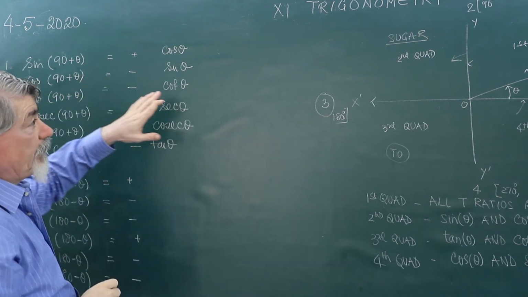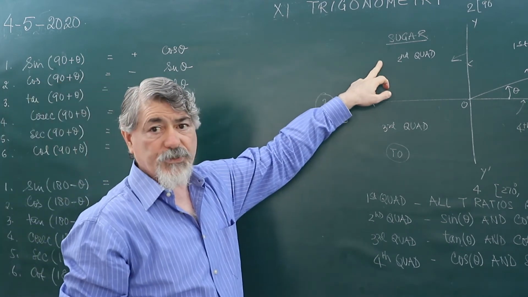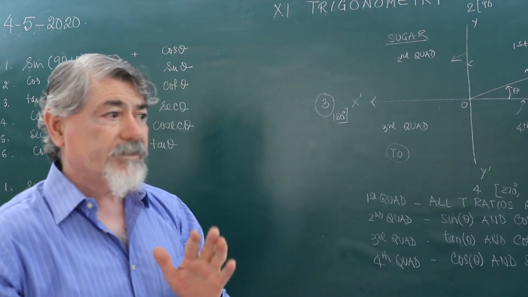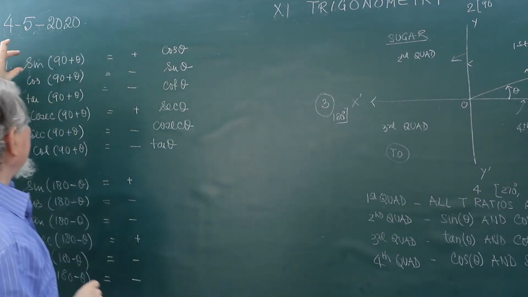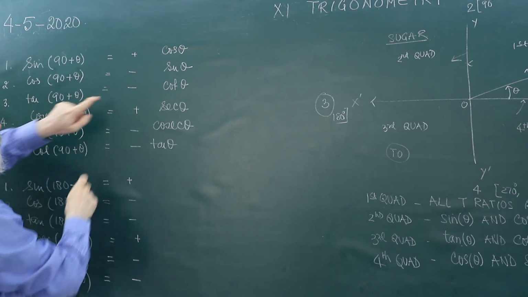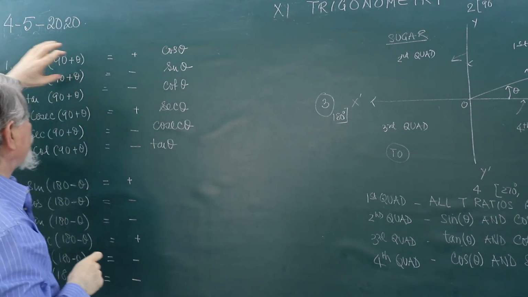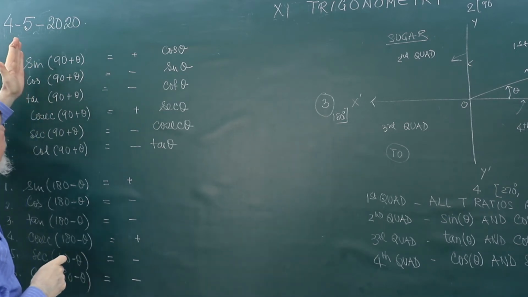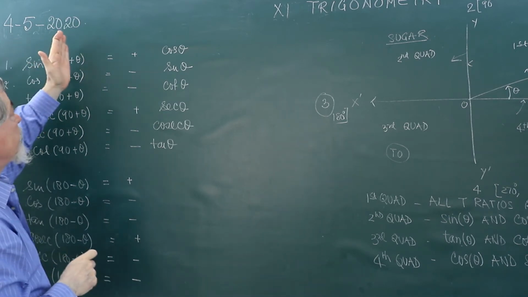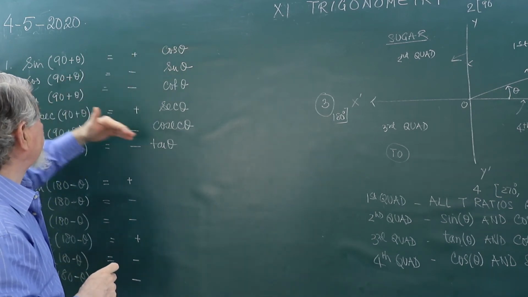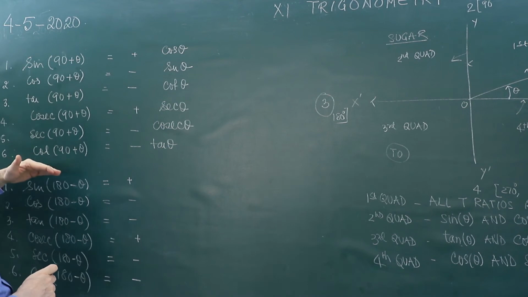These signs are coming from the word sugar. Sine and cosec will be positive. Sine is positive, cosec is positive. Don't worry about this sign on the right. We are talking of this side. Signs will be decided by what is here. Sine 90 plus theta plus. Cosec 90 plus theta plus. The remaining are all negative.